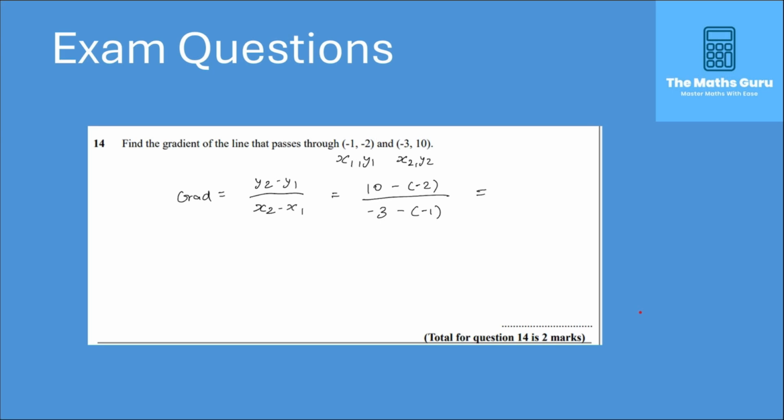And in this case, this is going to be 10 minus minus 2. That's going to be 10 plus 2 because the minuses cancel out. Then minus 3 minus minus 1 is going to be minus 3 plus 1, which is going to be minus 2. Hence, the gradient of this line is minus 6.